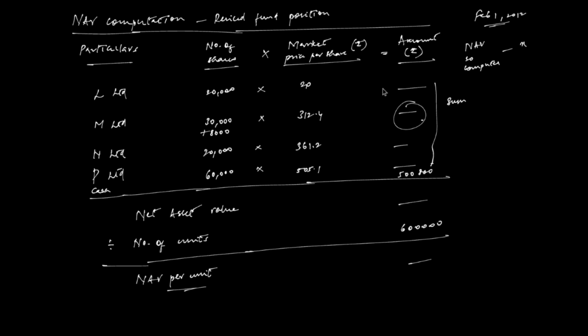Now once again calculating the market value of each company, wherein everything will be the same except in case of M Limited, it will change, and also including cash we will find the net asset value. Okay, and will there be a revision in number of units?